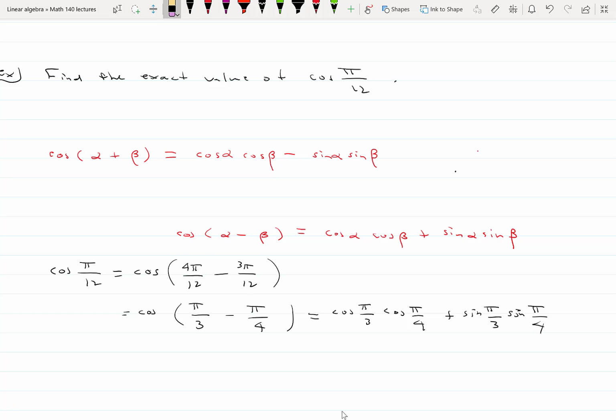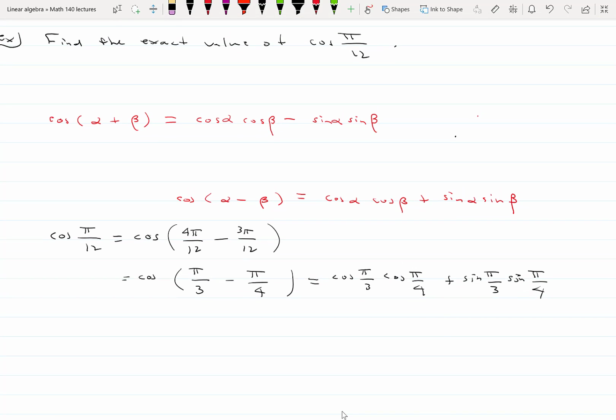Okay, and each of these numbers we're familiar with. We've been working with them all semester long. The cosine of pi over 3 is 1/2. And the cosine of pi over 4 is radical 2 over 2. The sine of pi over 3 is radical 3 over 2. And the sine of pi over 4 is radical 2 over 2.